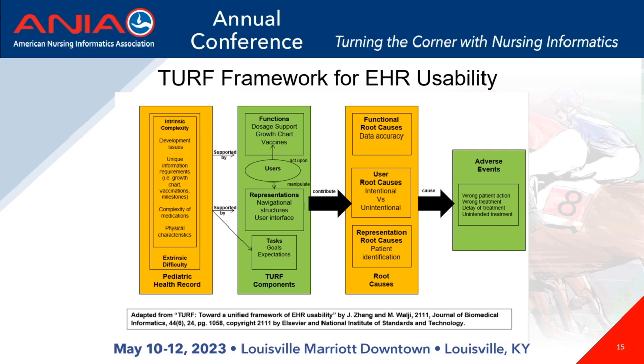TURF stands for Task, User, Representation, and Function, which are the four components that determine the usability of an EHR system. These four components are described with theoretical descriptions along with examples of how usability is measured in several case studies, as you can see from the article listed in the slide. How TURF can be used to improve usability through redesign is also demonstrated.